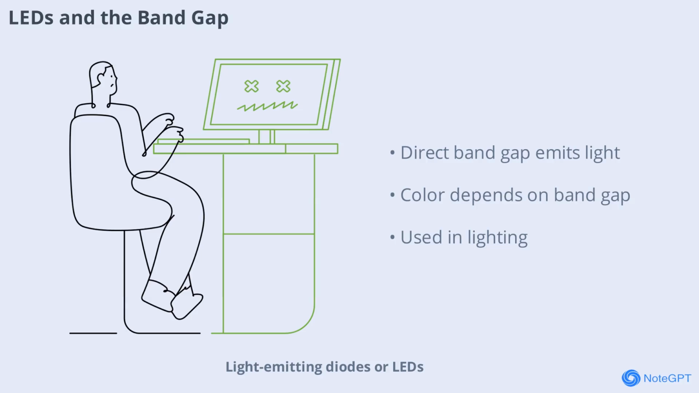Light-emitting diodes, or LEDs, are another technology that relies on the band gap. When electrons recombine with holes in a direct band gap material, they release energy as light. By choosing materials with different band gaps, engineers can create LEDs that emit different colors. This is how we get everything from red to blue LEDs, lighting up our homes, screens, and even traffic signals.